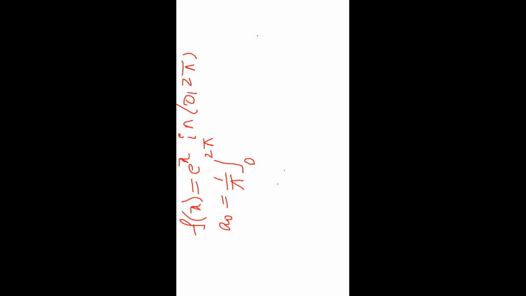So a naught equals 1 by pi integral 0 to 2 pi f of x dx. But here f of x is e power x. It is a given value. So replace f of x by e power x. Then a naught equals 1 by pi integral 0 to 2 pi e power x dx. The integral of e power x is also e power x in the limit 0 to 2 pi.